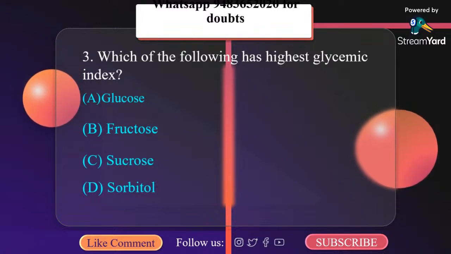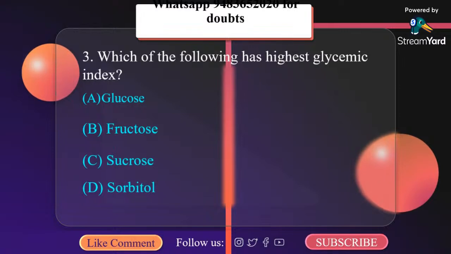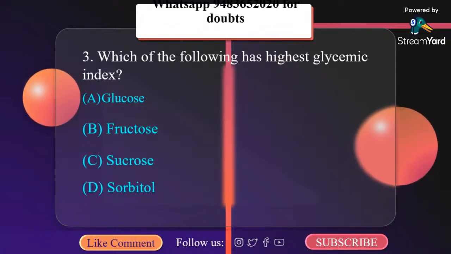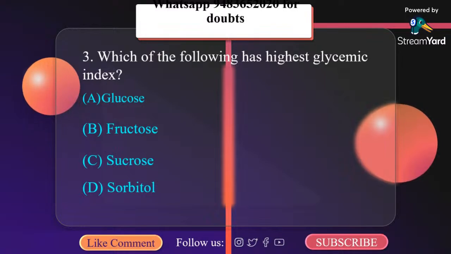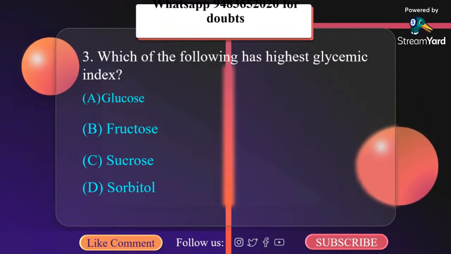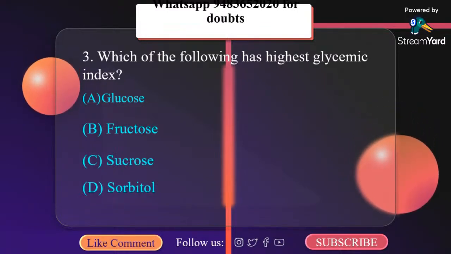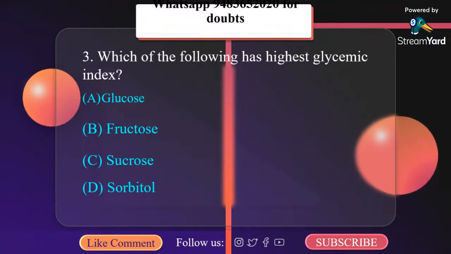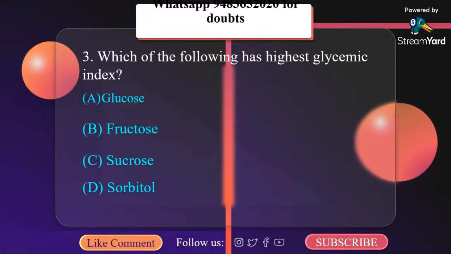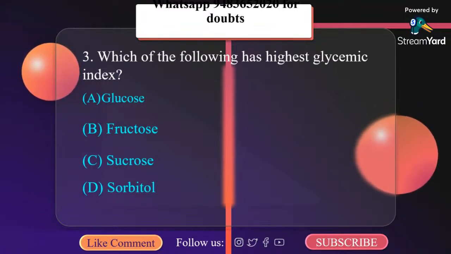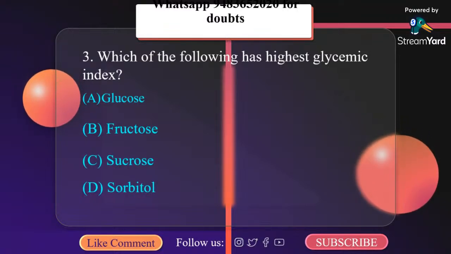Now, glycemic index of fructose is less than that of glucose. Fructose and sugar alcohols have less glycemic index because they are not absorbed completely. Sucrose has lower glycemic index than glucose as it gets split into glucose and fructose. So the correct answer here is A, that is glucose.